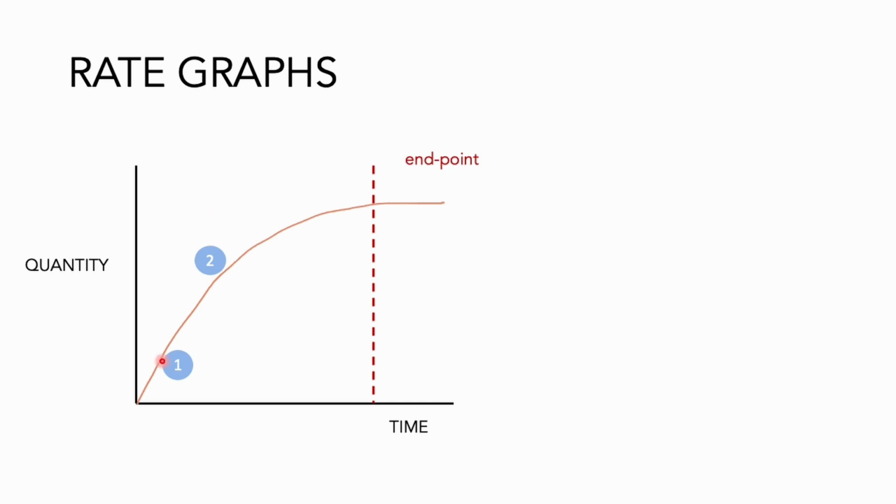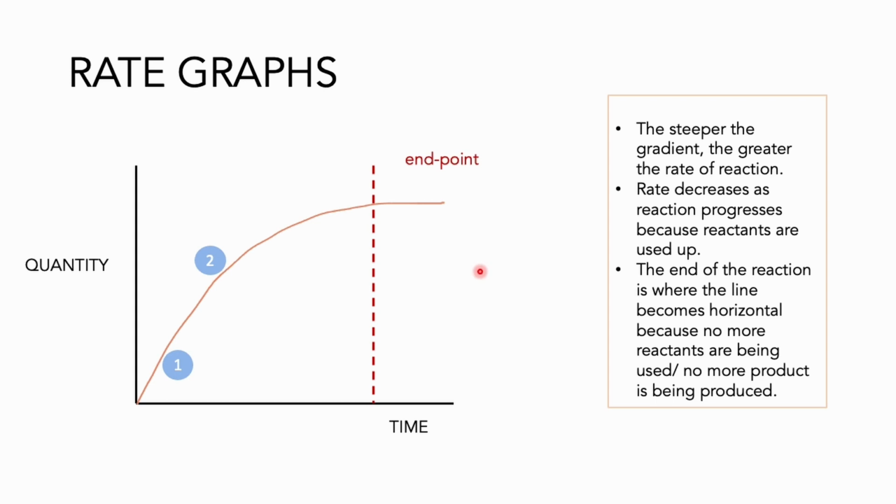The rate is greater at the beginning of a reaction because the largest quantity of reactants is present at the start. As the reaction progresses, the reactants are used up and the rate decreases until the end point where the reactants have been completely used up. At the end point, the line becomes horizontal. This indicates that no more products are being produced.